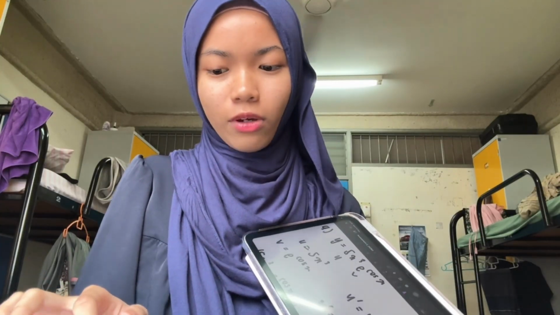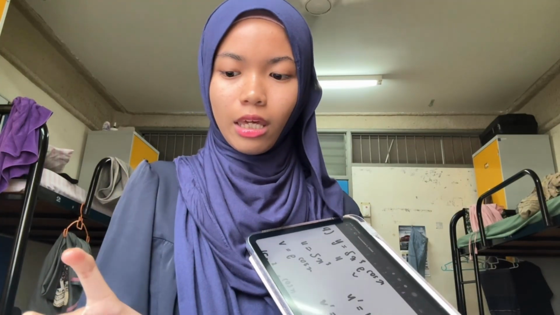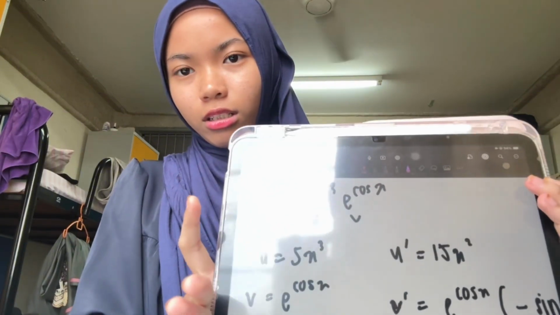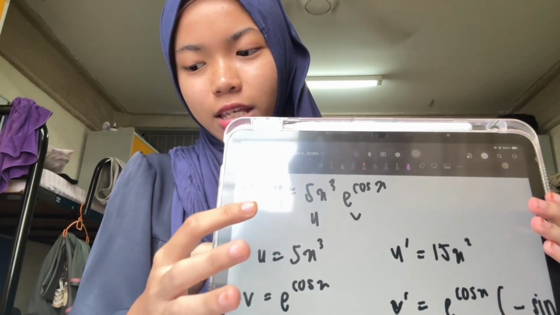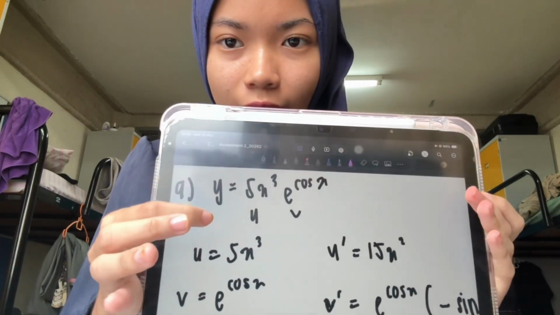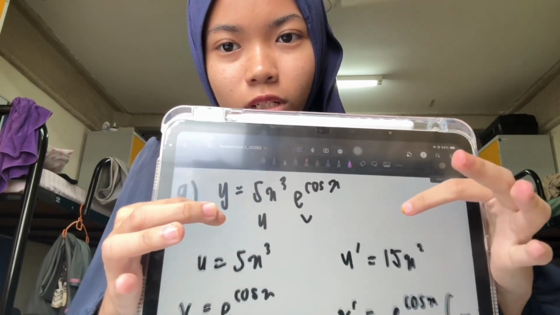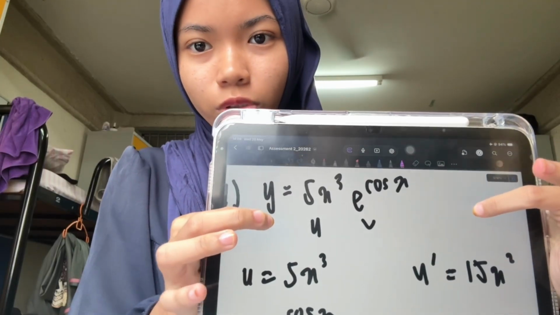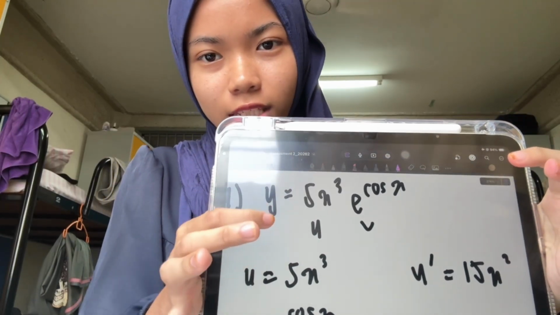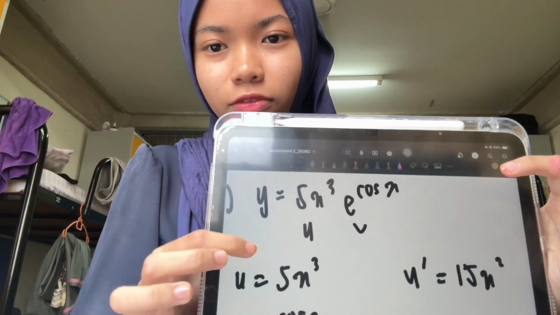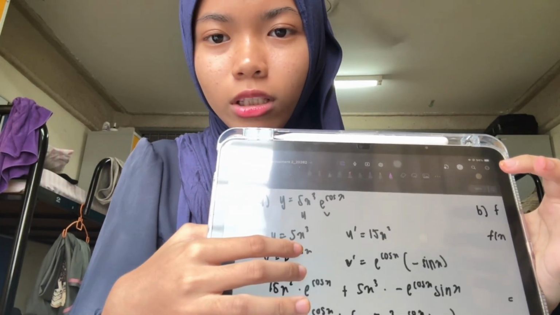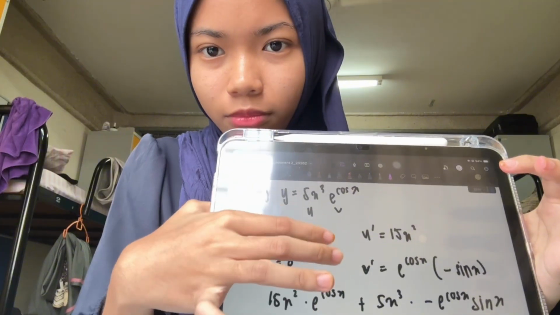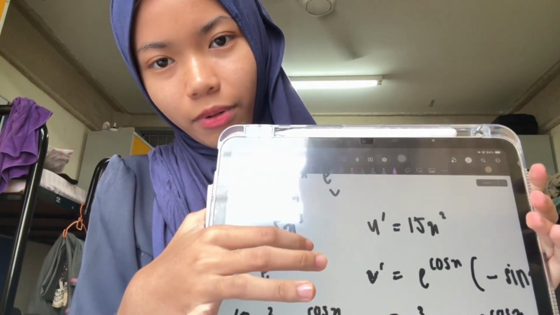Hi, my name is Alina Luzin Alisha, and I will answer question number 2. The question asks to differentiate the following functions with respect to x. We have two questions, A and B. For question A, y equals 5x^3 e^(cos x). By the question we know we need to use the product rule. We assume 5x^3 as u and e^(cos x) as v. So now we need to find u prime and v prime.